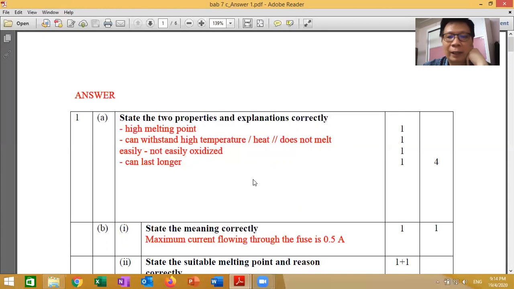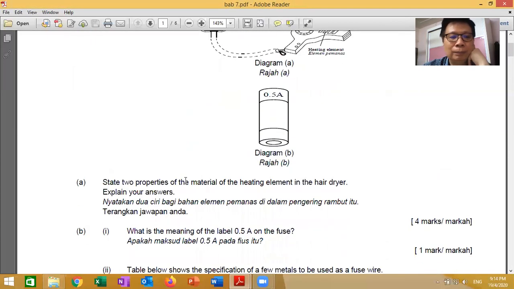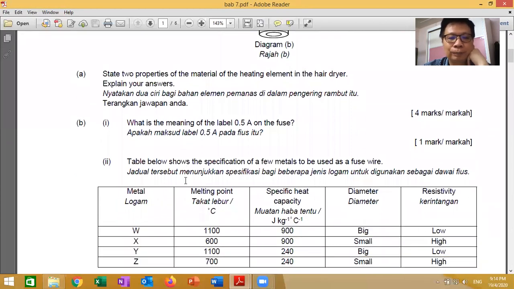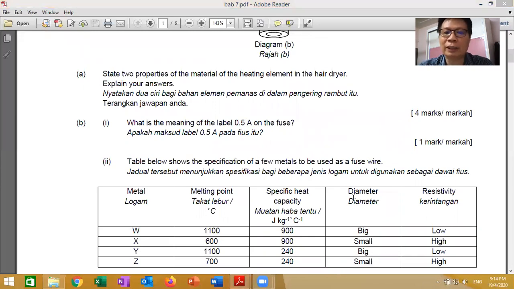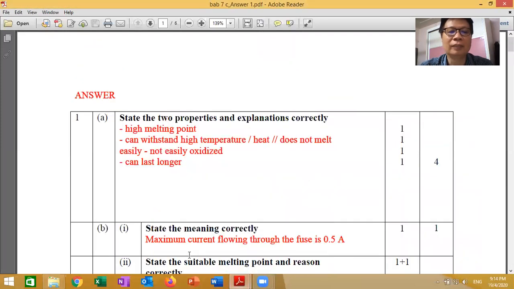Right. Next, question B. Read the question first. What is the meaning of the label 0.5 ampere on the fuse? This is a label on the fuse. If the fuse is labelled in such a way, what is the meaning, class? Let's see. This means the maximum current that can flow through the fuse is 0.5 ampere.